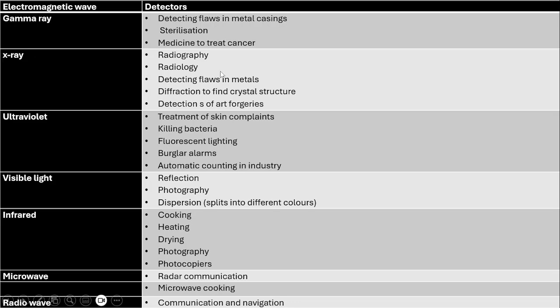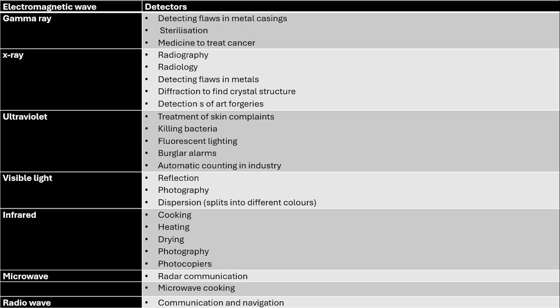They are used in radiography, radiology, detecting frozen metals, diffraction to find crystal structure, and detection of forgeries. All those things can be detected by the X-rays. We also have the UV light. It can be used for treatment of skin complaints, killing bacteria, fluorescent lighting. It can be used in background lamps, and automatic counting in industry makes use of the UV light. We also have the visible light.